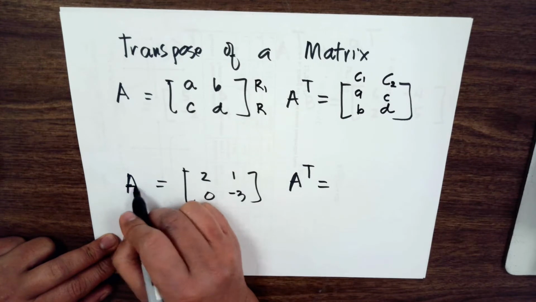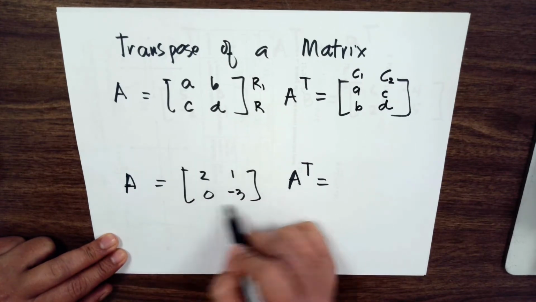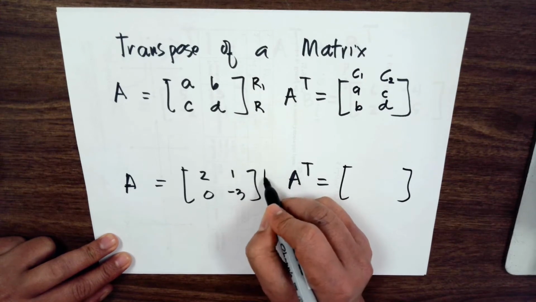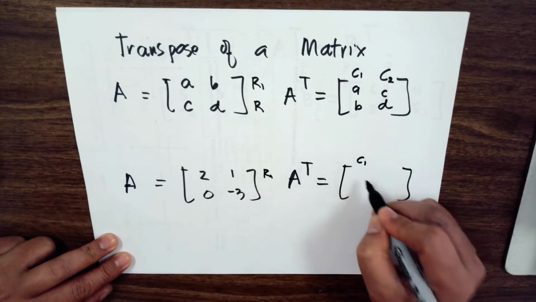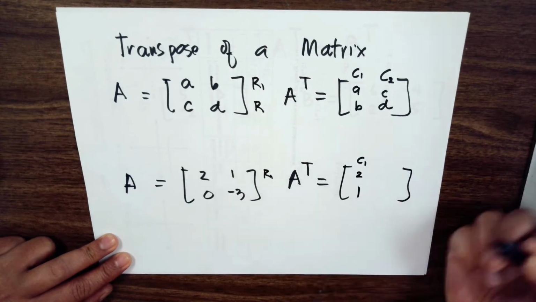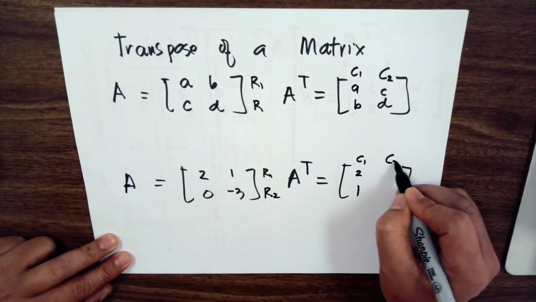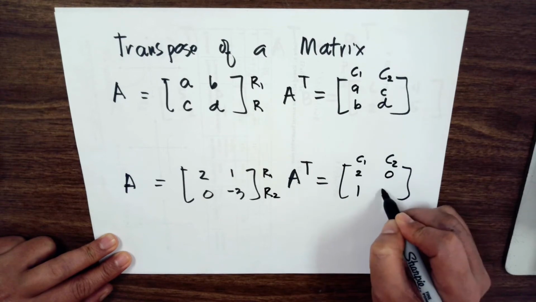Therefore, if I have a matrix A whose elements are 2, 1, 0, negative 3, 2, 1 being the elements of row 1, they become the elements of column 1. 0, negative 3 for row 2, they become the elements of column 2.